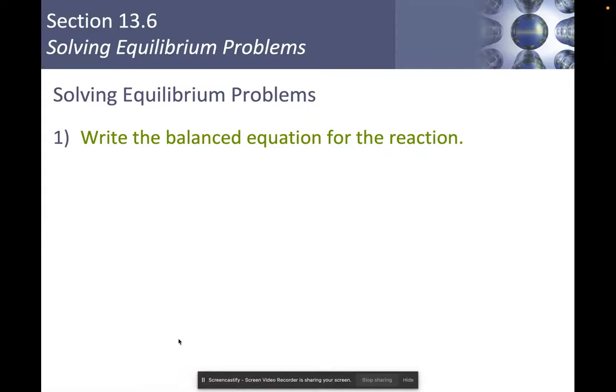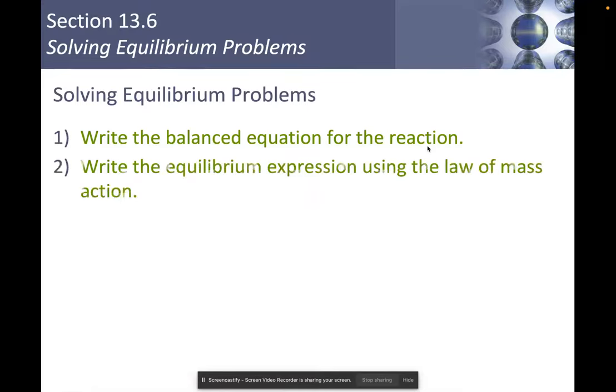So how do I use logic really to solve an equilibrium problem? So the first thing you need to do is you need to write a balanced equation for the reaction. So for the previous one, it was balanced. It was 1, 1, and 1. So that was nice and easy. Once you've done that, you want to make sure you can write the equilibrium expression using the law of mass action. Again, balanced equation is the key because if you put a 2 as a coefficient in front of something, you have to square it.